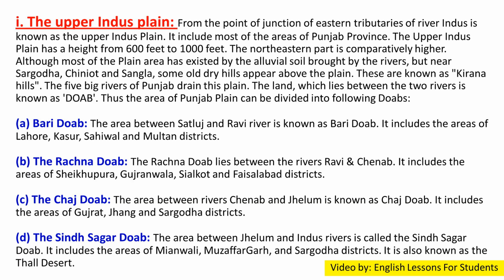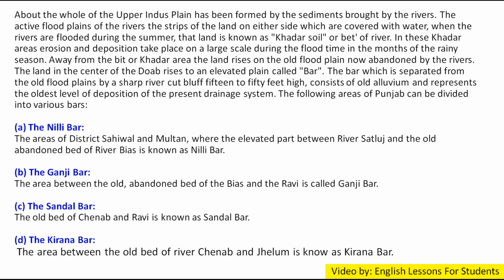D. The Sind Sagar Doab. The area between the Jhelum and Indus rivers is called the Sind Sagar Doab. It includes the areas of Mianwali, Muzaffargarh, and Sargodha districts. It is also known as the Thal Desert. The whole of the Upper Indus Plain has been formed by the sediments brought by the rivers.